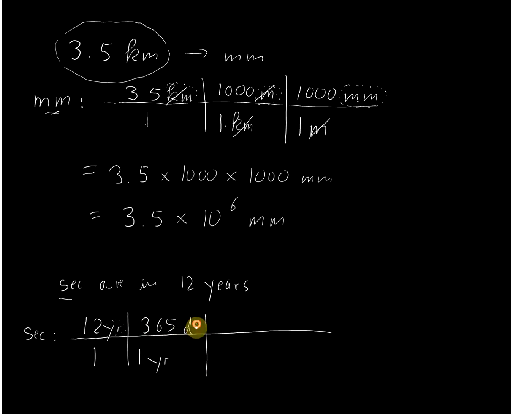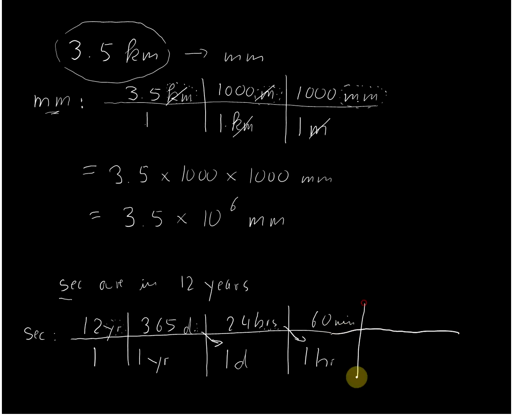Now we have the days in the numerator. Let's put the days into the denominator. So we know that 1 day has 24 hours. We have the hours in the numerator, so the hours go down here, and we know that 1 hour has 60 minutes. I have to extend my fraction, and the minutes are up here again, so we put them down here. 1 minute, and that is equal to 60 seconds.